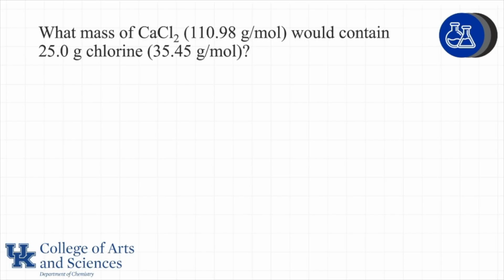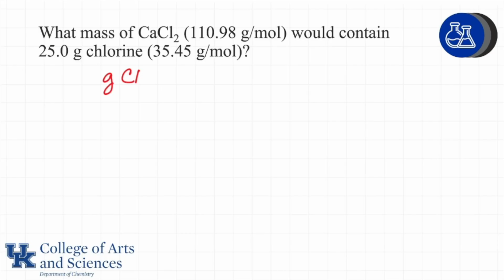What mass of CaCl2 would contain 25 grams of chlorine? This problem is a little bit different because we're given the mass of one of the elements and we've got to get back to the mass of the calcium chloride. We're trying to find a simple unit. We're trying to find the mass of calcium chloride. The only number we know that is a simple unit is the 25 grams of chlorine. The molar masses are both relationships, so we don't want to start the problem with those.